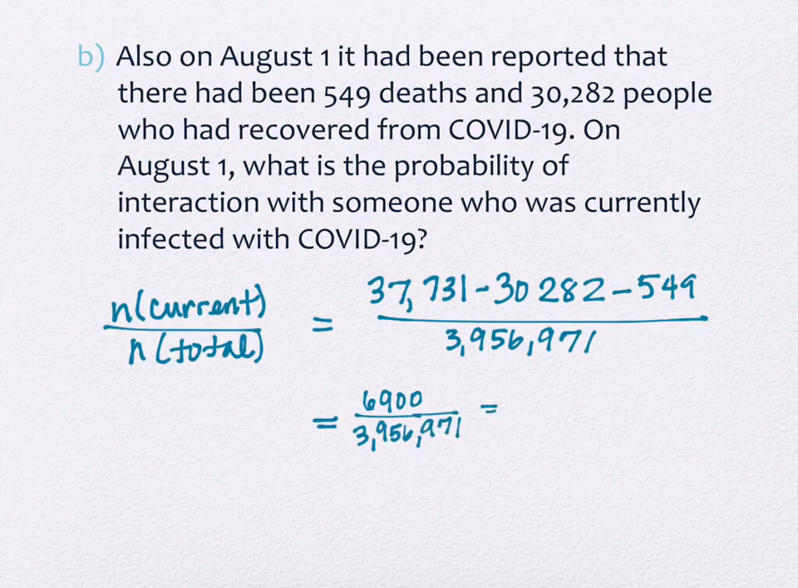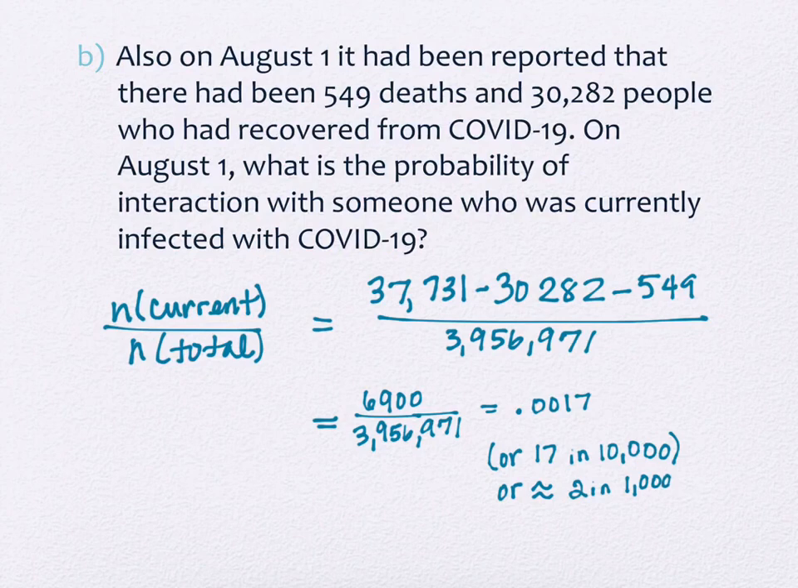And we'll go again with 4 decimals. What do I have? 0.0017. Again, that's 17 in 10,000 because I'm in the 10,000th place. Or you could say this is approximately 2 in 1,000 if you rounded to the 3 decimal places. So if you had 1,000 people, it'd be 2 in 1,000. To give you some perspective on numbers.